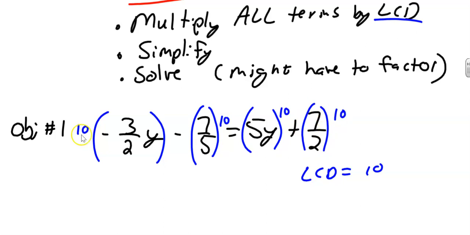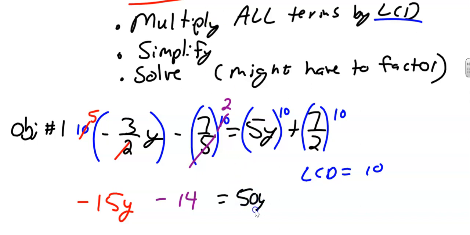Okay, and by doing that, 2 will divide into 10 5 times. So 5 times negative 3 is negative 15y. 5 will go into 10 2 times. 7 times 2 is 14. There is no fraction here, so it's just 10 times 5 for 50y. And for the last one, 2 will go into 10 5 times. 5 times 7 is 35.